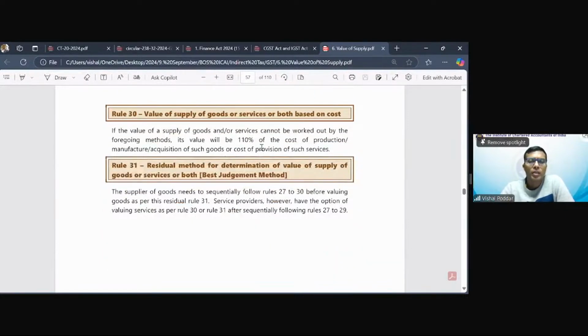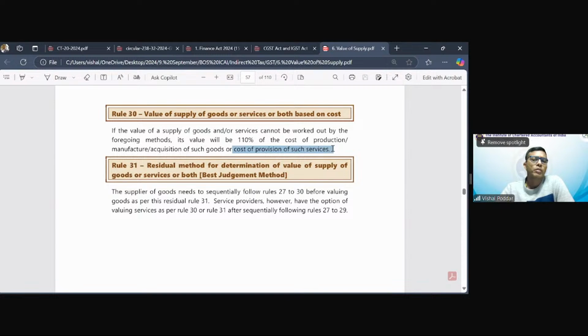Now this is rule 30. Rule 30 is simple. You take 110% of the cost of production, cost of manufacture or acquisition of goods, and in case of service, you take the cost of provision of service. Now somebody will ask me, sir, how to find this out?